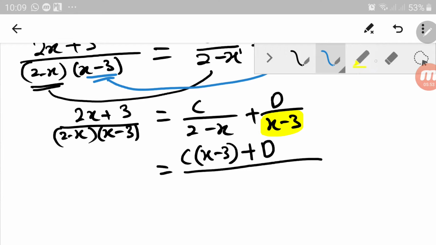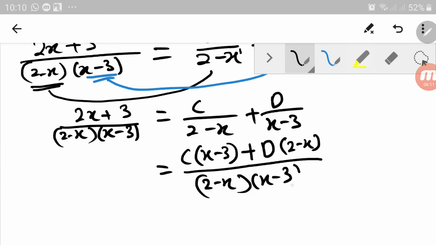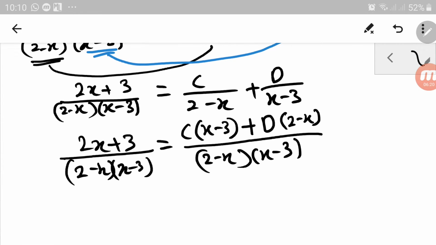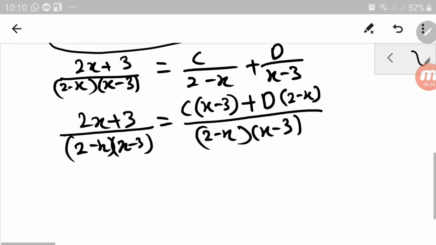What D doesn't have is 2 - x. So copy paste, like that. Settle. And then the rest, the denominator, you just copy: (x - 3)(2 - x). And then (2x + 3) over (2 - x)(x - 3). So we are done making the two fractions on our right hand side into one big fraction.